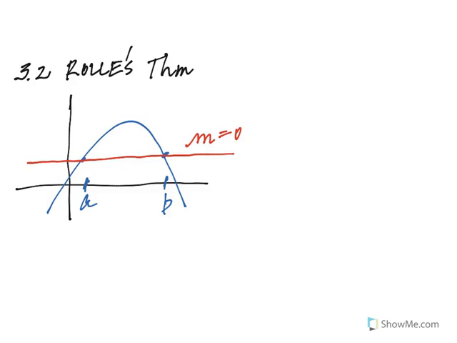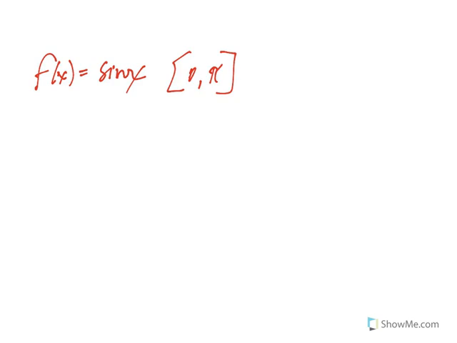Let's go ahead and work through a problem. And we'll do everyone's favorite, some trig. So you got y is equal to the sine of x going from 0 to pi. And I want to know if Rolle's theorem applies, and if so, I want you to find the value of c guaranteed by the theorem. So we're going to go through the exact same steps as we did with the mean value theorem.